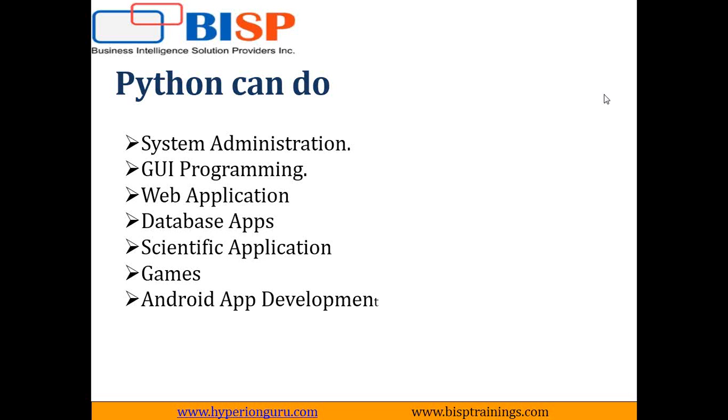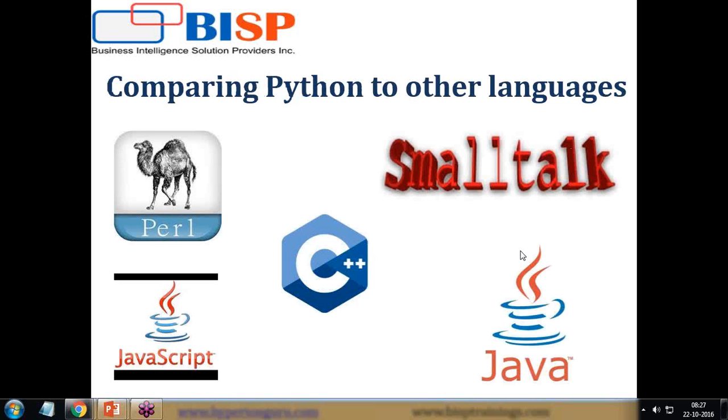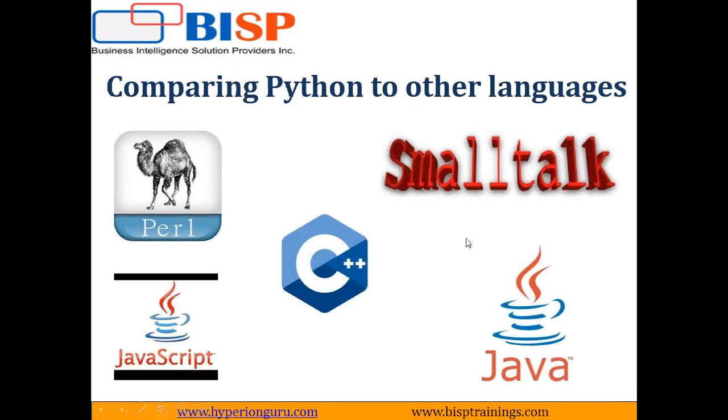Now, if we compare Python to other languages, like Perl, C++, JavaScript, Java, or Smalltalk, let's have a look. When comparing Python with C++, the functionality would be the same, but the implementation would be different. The major difference is the syntactical difference.